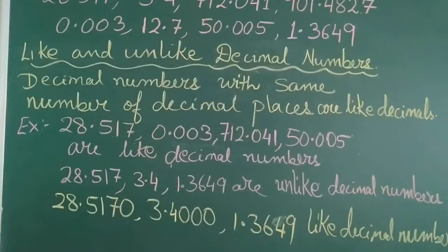Just like in a whole number, if you add zeros over here, it does not change the whole number. 0028 means 28 itself. The same way, 3.400 is equal to 3.4. 28.5170 and 28.517 are the same. So you can add zeros on the right hand side of a decimal number and the decimal number remains the same. So that makes it so easy for you to convert an unlike decimal number into a like decimal number.